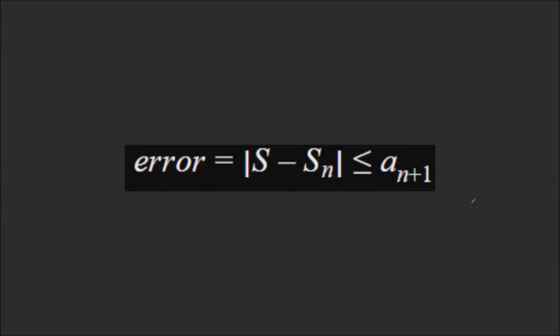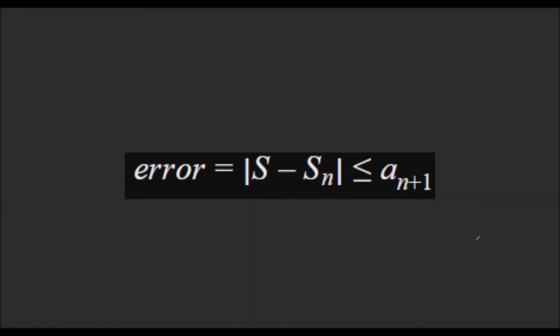So the equation for the error at the point n is equal to the absolute value of the true sum of the series minus the sum at the nth term. And that happens to be less than or equal to the nth plus 1 term. This means that at any given point, the difference between the true sum of the series and the sum of the series at an nth term is bounded by the next term in the sequence.